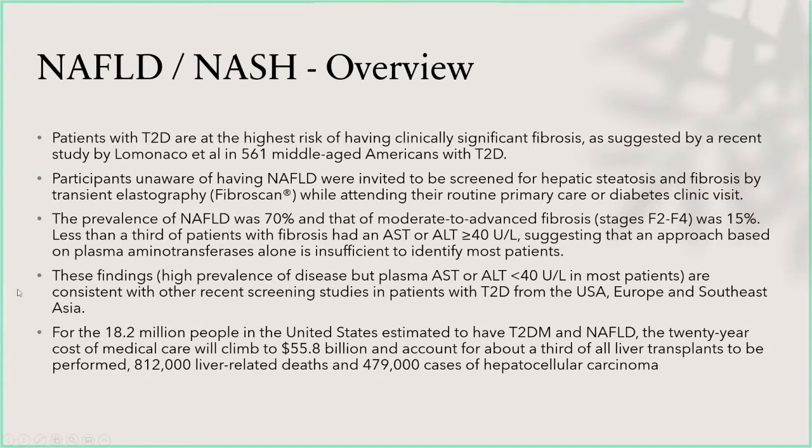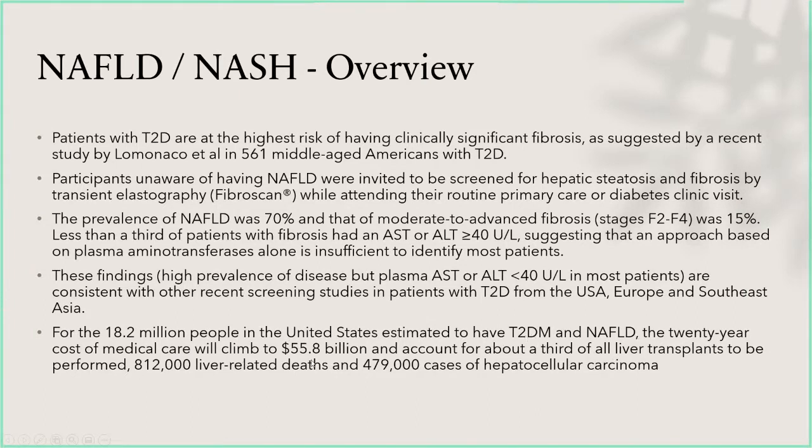In fact, there are studies in diabetes, and a couple of years ago we presented our own study with people with diabetes who had elevated CK18, and these were all people with normal ALT and AST. So people with normal levels of ALT and AST can have a significant amount of fatty liver disease. It is also an expensive disease, especially for the 18 million people who have type 2 diabetes and NAFLD.